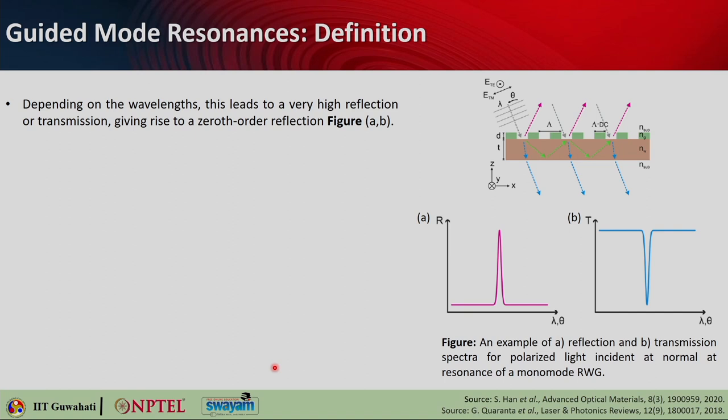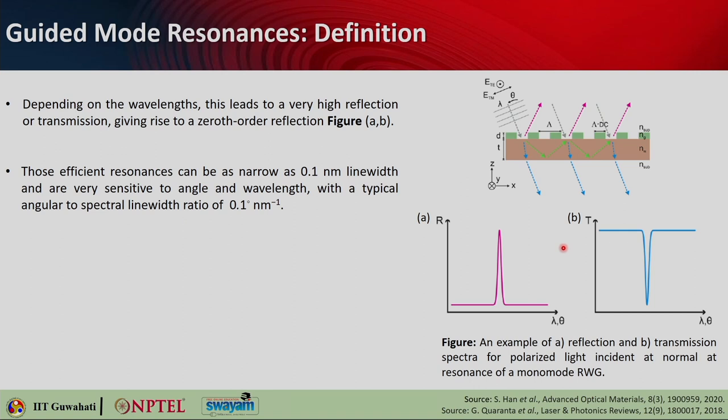Now depending on the wavelength, this leads to very high reflection or transmission, giving rise to zeroth order reflection, as you can see here. This is how the grating is made on top of a thin waveguide, and you see this is the incident plane wave. Some part is getting reflected, some is getting diffracted, and when this diffracted mode couples with the leaky mode, this is how it travels, and it leaks out as well. This is how you get the transmission. In this particular example, it has been designed to have a reflection peak and a transmission dip. So you can design the guided mode resonance filters like that.